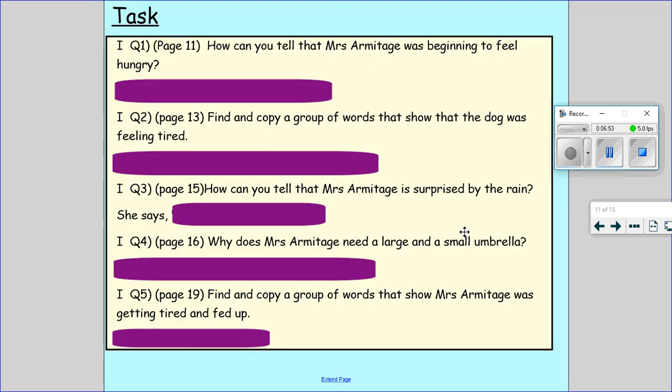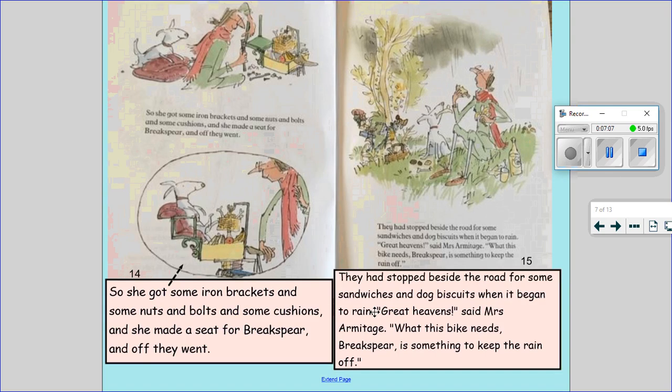Question number 3, page 15. How can you tell that Mrs. Armitage is surprised by the rain? You can see part of the answer then. How can you tell that Mrs. Armitage is surprised by the rain? So here is page 15. How can you tell she's surprised by the rain?